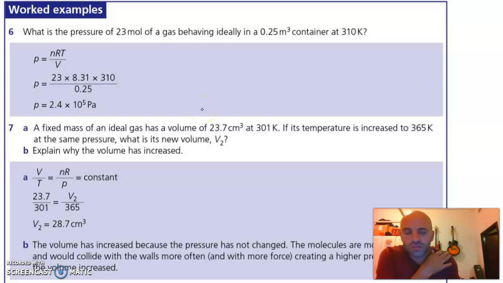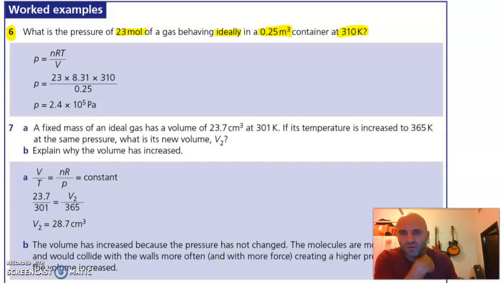Okay, so just to give some support on a couple of these problems that I've assigned you for homework, I'll just run through quickly the worked examples. The first one is, what is the pressure of 23 moles of a gas behaving ideally in a quarter of a meter cubed container that's at 310 Kelvin?